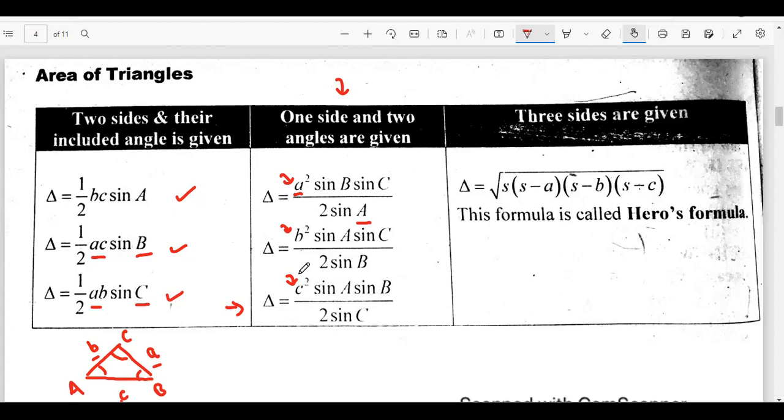Yes. Okay. And the third one is the important one. It says if you have all the three sides and you need to find the area. This formula is called Hero's formula or Heron's formula. You'll find both these wordings. You can call it Hero, you can call it Heron, that's your choice. All we know is that if you have all the three sides, this is how we find the area. So what are we doing? We are doing under the root S. What is S?